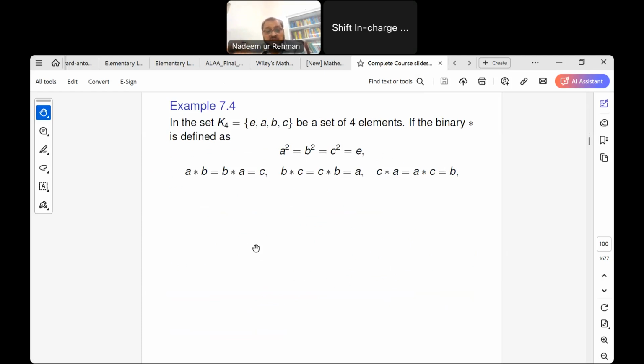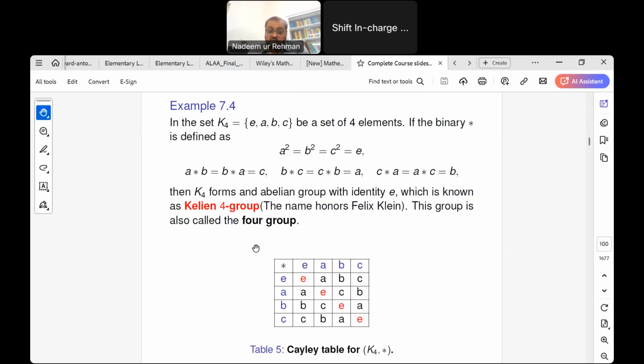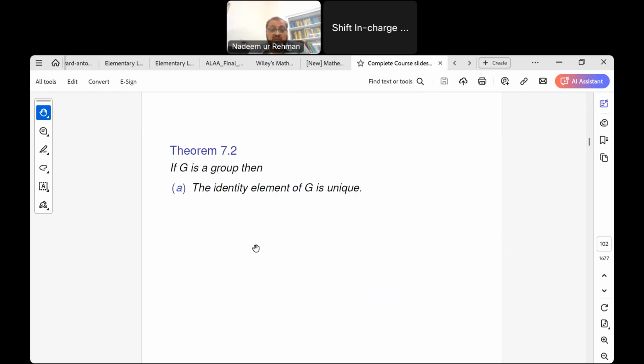B, C, and C; B is another remaining element. So this type of property is called a group, and this is again an abelian group. That abelian group is known as the Klein 4-group, also called a small group, meaning a group with 4 elements. The name is in honor of Felix Klein. This group is a 4-group, or we can also denote it as K4, meaning that there are 4 elements.